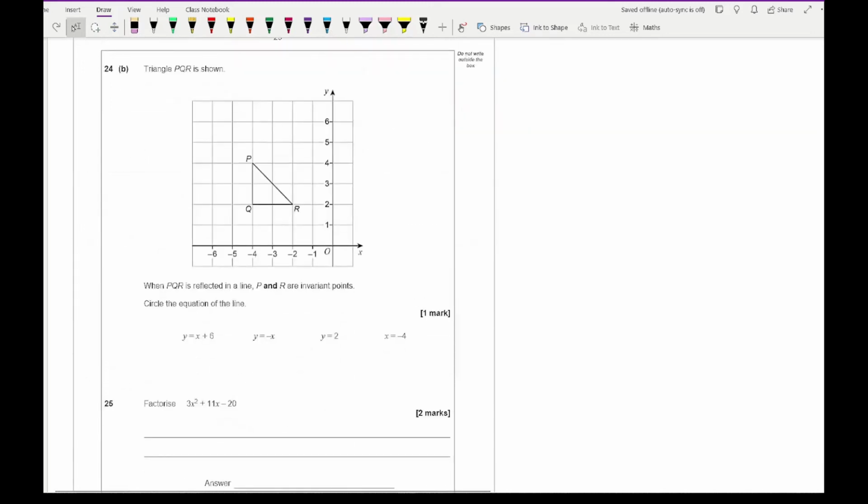Then looking at the next question, it says triangle PQR is shown, when PQR is reflected in a line, P and R are invariant points. Now invariant points basically mean they don't move. So if they don't move, then our reflection line has got to be actually on that line. If a point doesn't move, it means the reflection line is going to go through that point. So which of these represents that line that I've just drawn? Well, it's going to be y equals minus x.